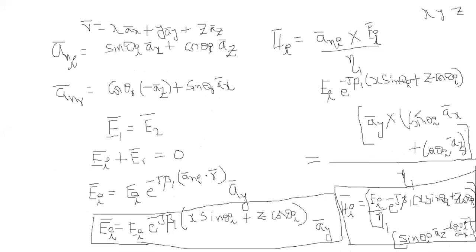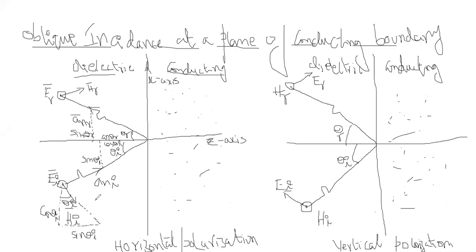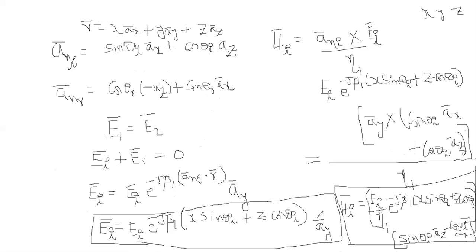So no need of doing all this cross product here. Simply, whatever the magnitude is in the EI bar, AY bar is the direction. The magnitude is EI into e power minus j beta 1 (x sin theta I plus z cos theta I), and multiply by the factor we got from the right angle triangle I drew here. Whatever the multiplication factor, you simply multiply that with the magnitude of the electric field, and you get the same function. In the similar way we got the EI and the HI, you can find the ER and HR also. So what are the equations we got for ER and HR? Same thing. ER bar is equal to ER into e power minus j beta 1 only, because it is in the left hand side. Beta 1.